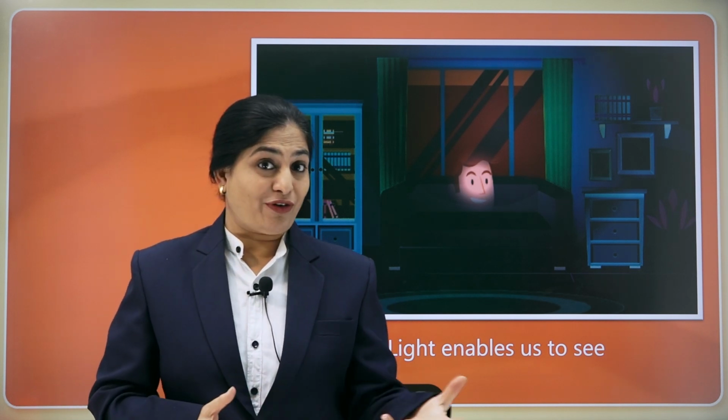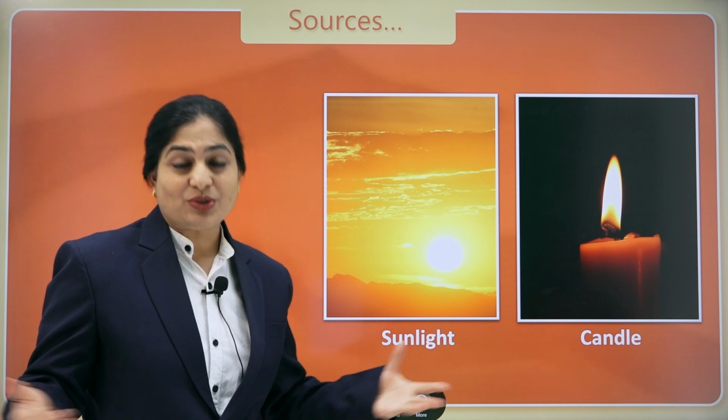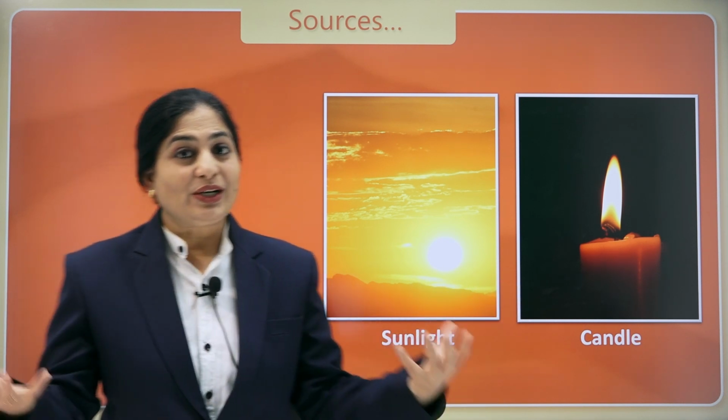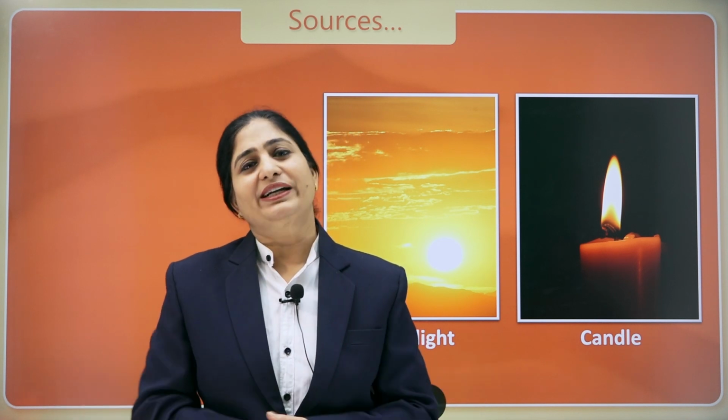So when I ask you, what are the sources of light? From where do we get light? Let us see. Here we have sunlight, which is a good natural source of light. We have a candle, which also gives out light. These are good sources of light. Along with that, we have laser light, you may have a bulb in your home, you may have a tube light. So there are different types of light, and these are the sources of light.